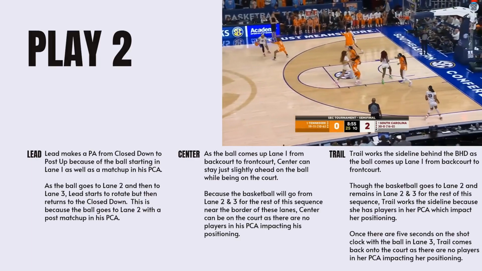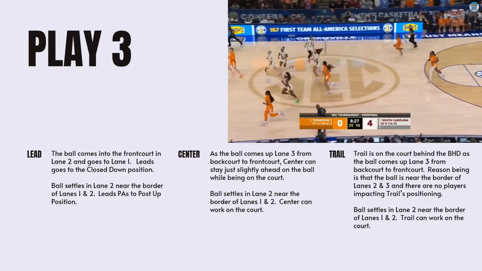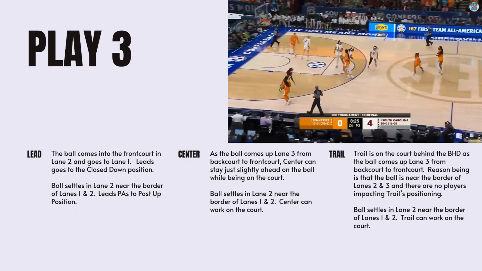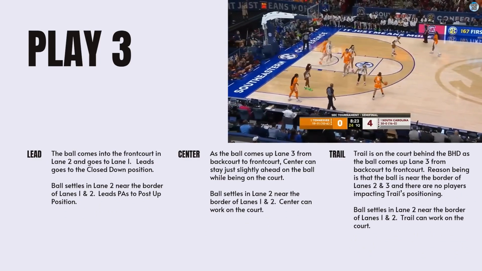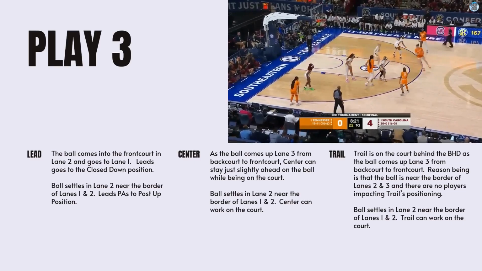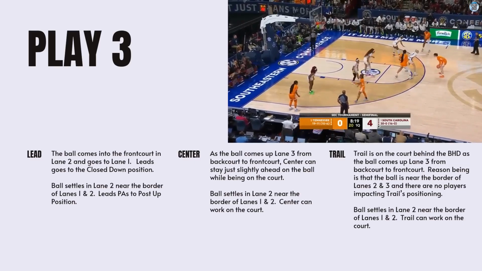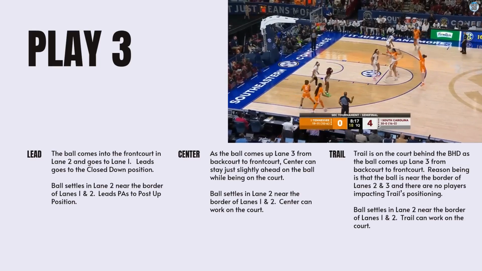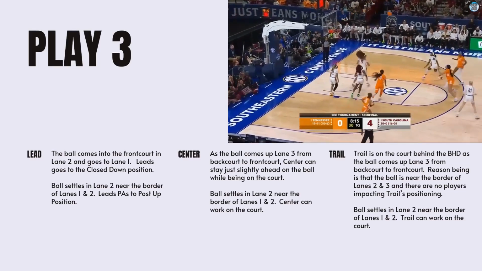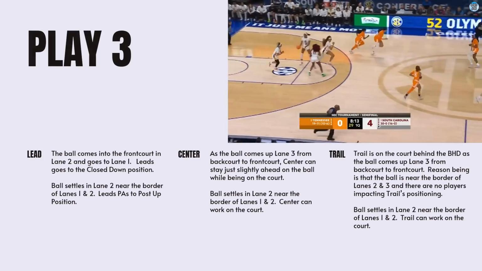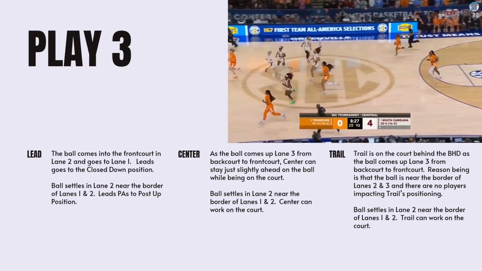Trail is on the court behind the ball handler dribbler as the ball comes up lane 3 from backcourt to front court. Reason being is that the ball is near the border of lanes 2 and 3 and there are no players impacting trail's positioning. The ball will settle in lane 2 near the borders of lane 1 and 2. Trail can work on the court.